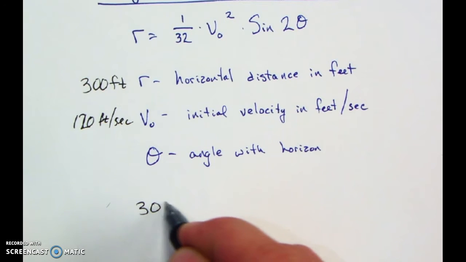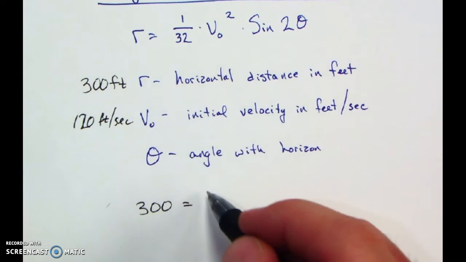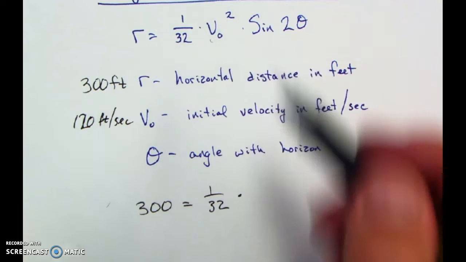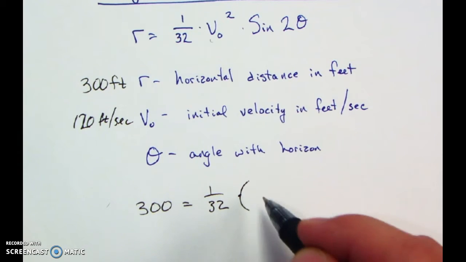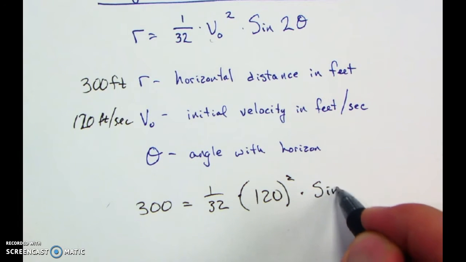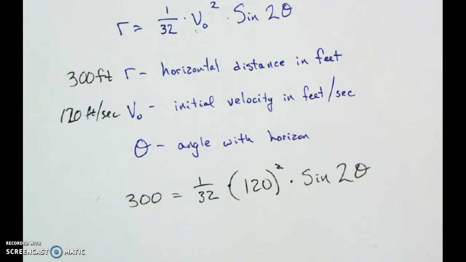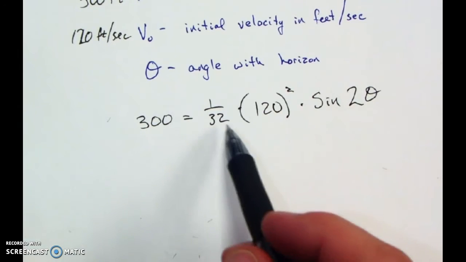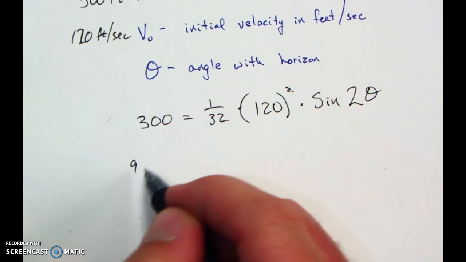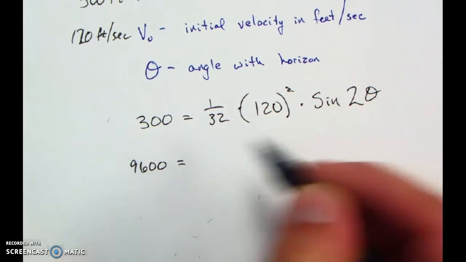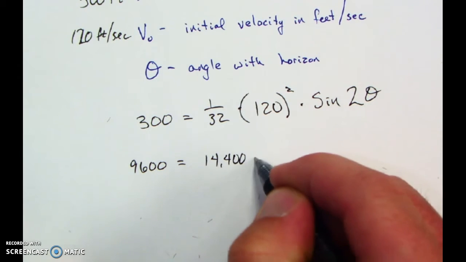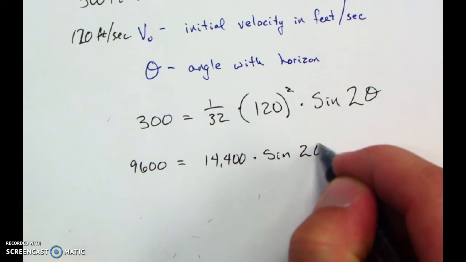So as far as plugging in what we know, we have 300 for our R value. We have 1 over 32 times our initial velocity squared. Now we said our initial velocity is 120, and we're going to square that. And then we're taking that times the sine of 2 theta. And so we're solving for theta here. Now first thing I would do is multiply, get rid of the fraction. So multiply both sides by 32. That gives us 9,600. We could square this at the same time. That's going to be 14,400 times the sine of 2 theta.